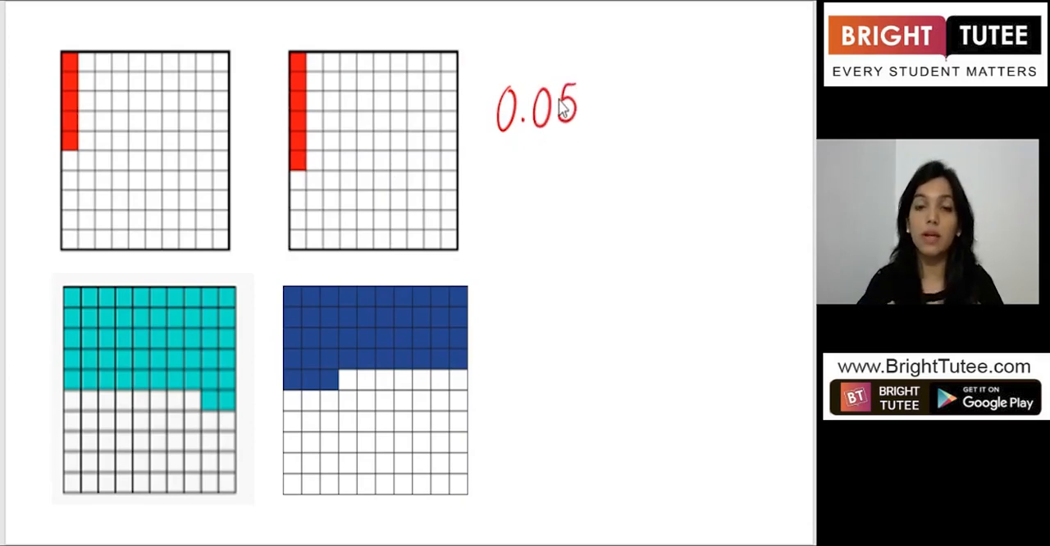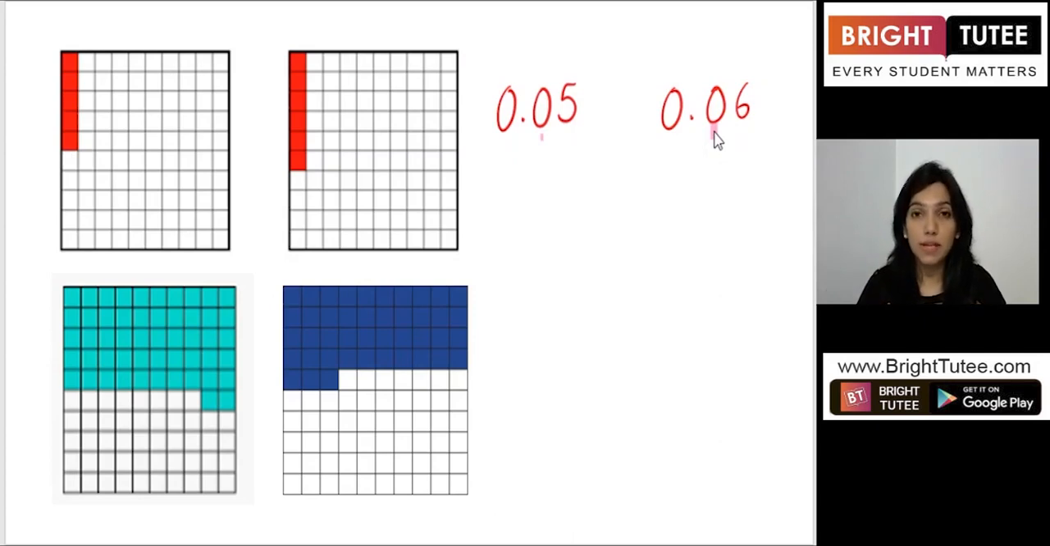And in the next one, we see out of 100, 6 are shaded. So we write it as 0.06. Now let us compare these numbers. Clearly, in both the numbers, the whole number that we have is 0. So what will we do? We'll move to the tens place. In both the numbers, at the tens place, what we have is 0 and 0. So they are still the same. So we'll move to the next place.